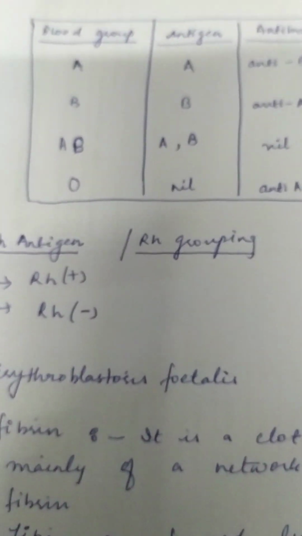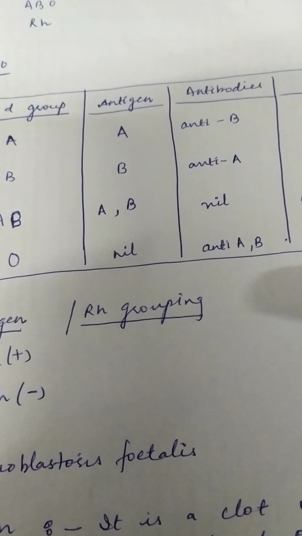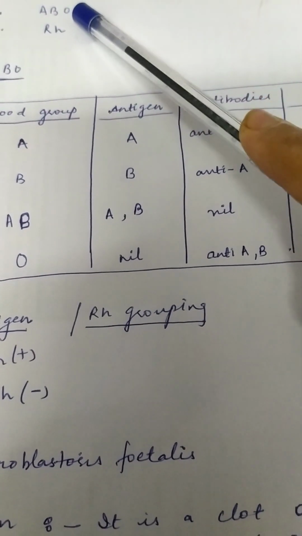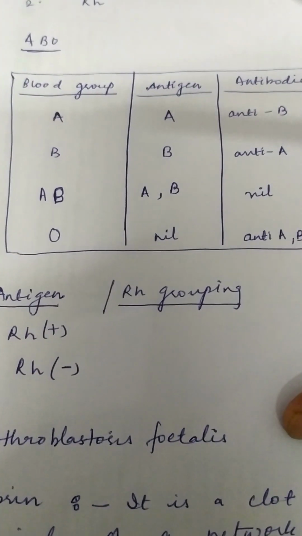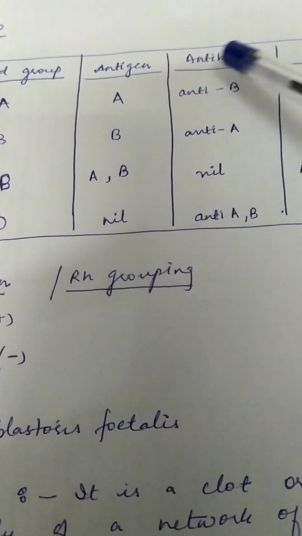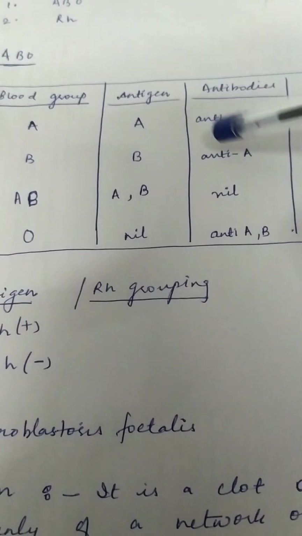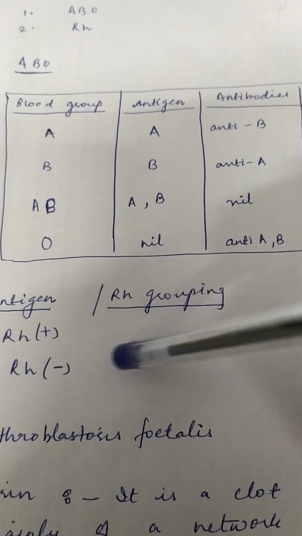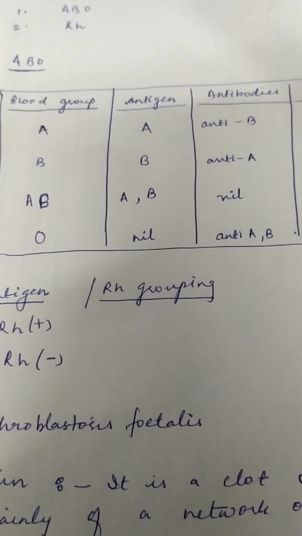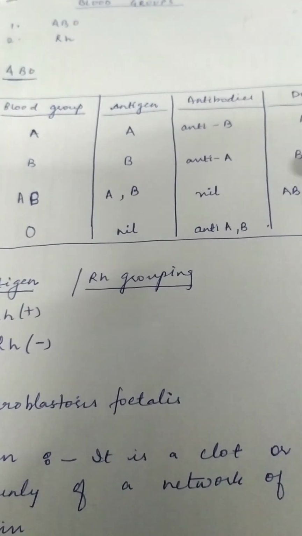Now this is also important, that is your blood group. We know that there are two types of blood group systems, ABO and RH. ABO blood group system is due to the presence of antigen and antibody on RBC. And RH system is also due to the presence of RH positive and RH negative antigen on RBC.